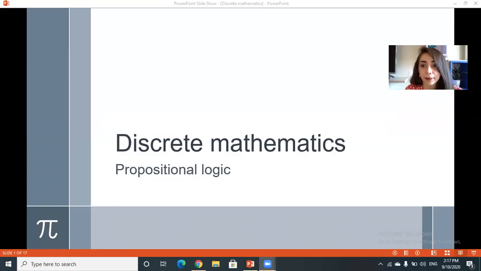And I would like to start this chapter with propositional logic. The rules of logic specify the meaning of mathematical statements. And so let's start with the introduction. Let me share the screen and we will start. Okay. So discrete mathematics, proposition, we will start with propositional logic.